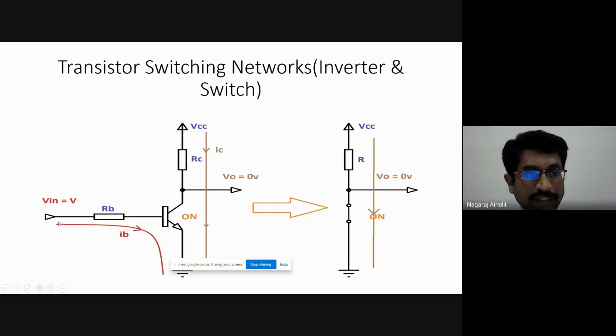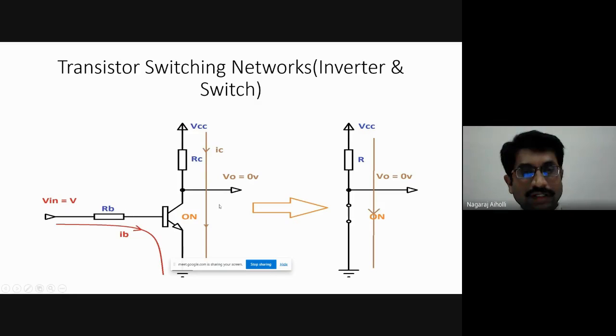Now, we apply the input voltage here. This is the transistor inverter circuit, or the transistor as a switch circuit. We connect the collector resistance, and to the input side, we connect the base resistance. We take the output from the collector terminal. This is the basic circuit.